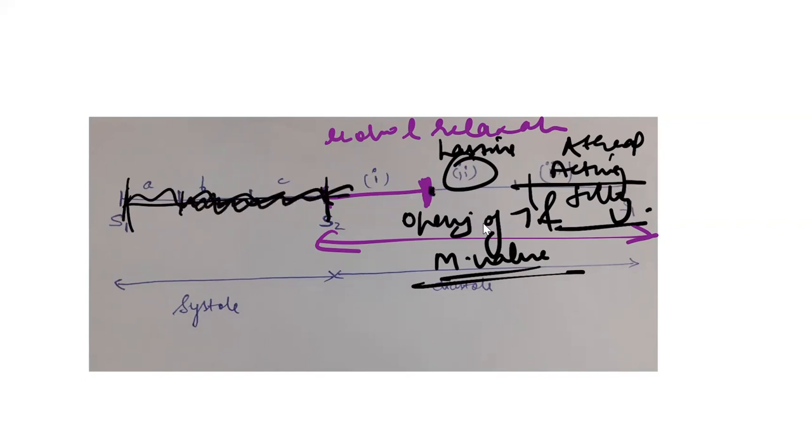Again in diastole, if it is in mid part, mid diastolic. Okay. This is how, or in first part, early diastole. This is how we define the murmur.